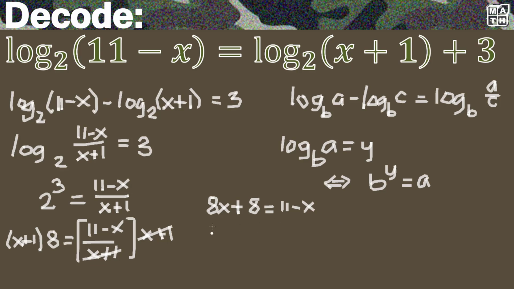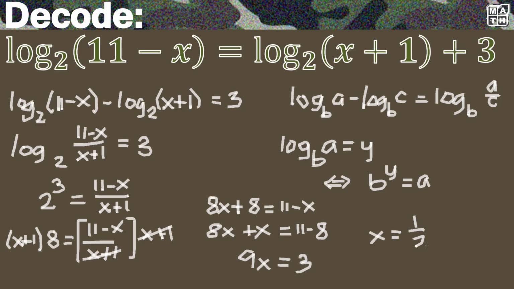Then we add both sides by x, so 8x plus x. And we also need to subtract both sides by 8, so 11 minus 8. Or in short, look at here, we transpose it there and here as well. You will have here a result of 9x is equal to 3. And dividing both sides by 9, your x is equal to 1/3. This is now the decoded value of the variable x in the given logarithmic equation.